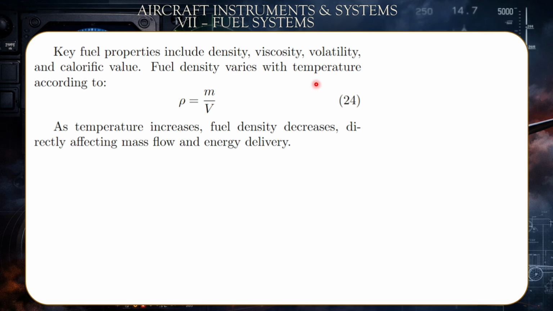Fuel density varies with temperature according to rho equals m divided by v, where m is the mass in kilograms and v is the volume in cubic meters. As temperature increases, it becomes more volatile and the density decreases. Why? Because the molecules separate from each other, so what used to be in the same volume expands, and the mass would be lower per volume unit. That is expressed as a lower density, which directly affects the mass flow and energy delivery within the engine.